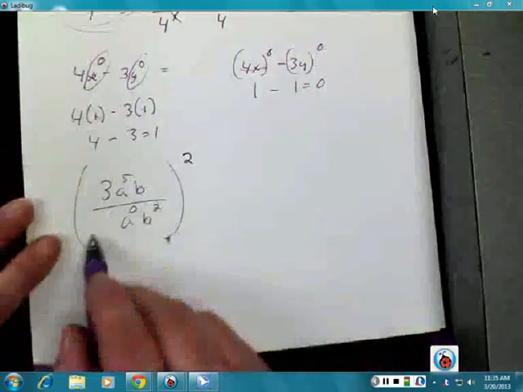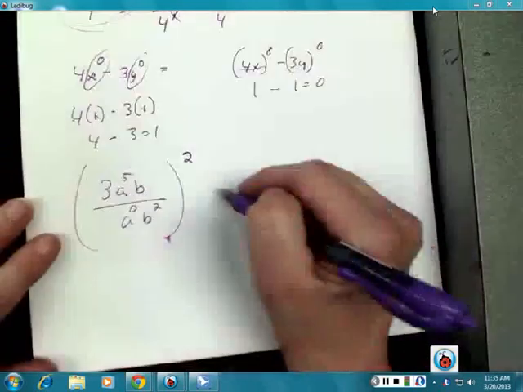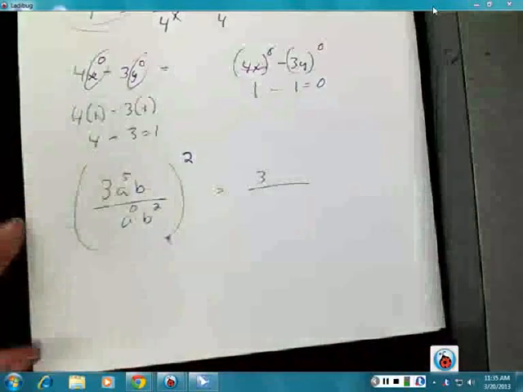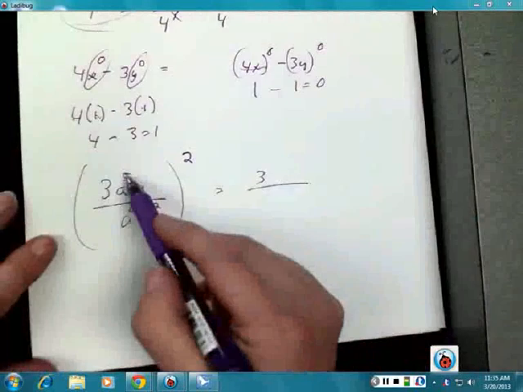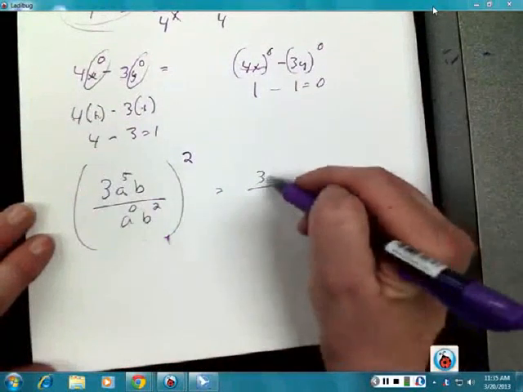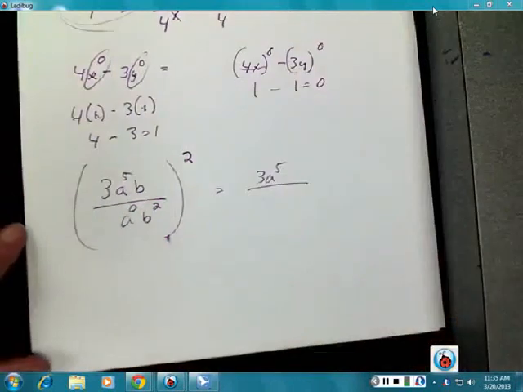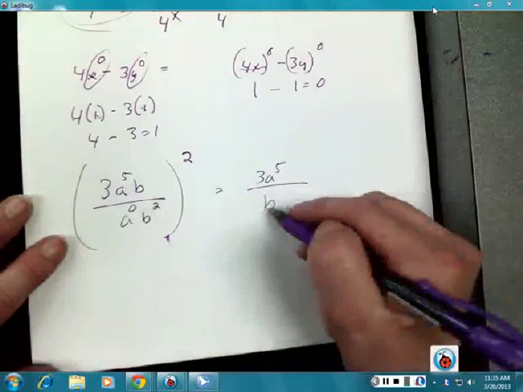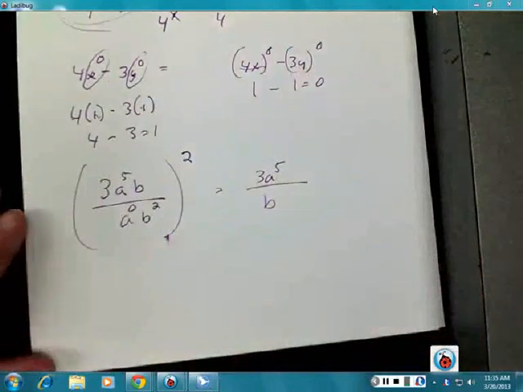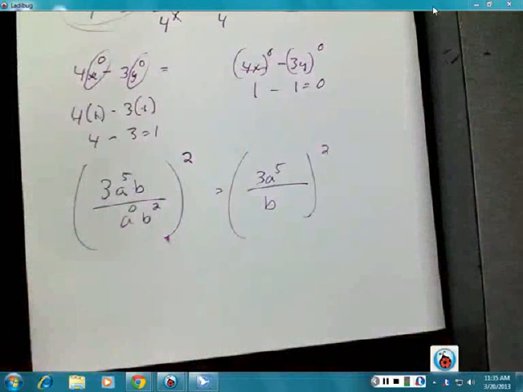Well, first I'd look at what's inside of here and get rid of some stuff if I can. Can't do anything with 3, right? So 3 stays. What about my a's? A to the 5th, a to the 0. A to the 5th. B to the 1st and b to the 2nd over b to the first. Then square everything.